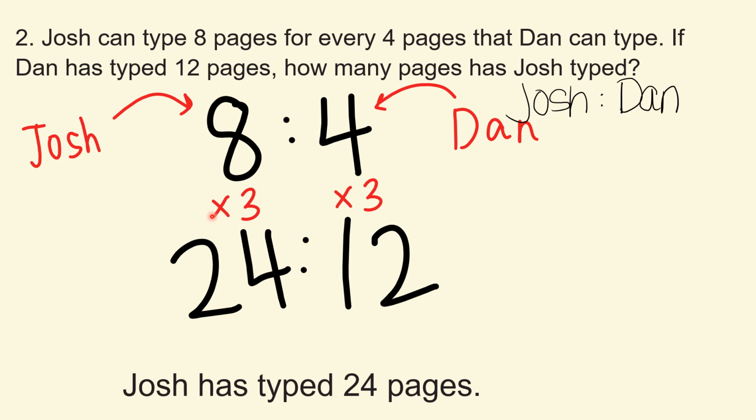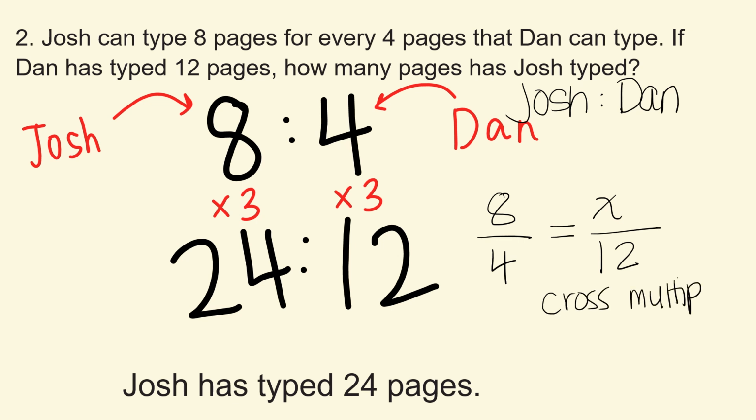All right, so we did this without having to set up a cross product or a cross multiplication problem, but you could have done this as cross multiplication. So 8 colon 4, we know that that could also be written as 8 over 4. Set that equal to, and then Dan had typed 12 pages. We didn't know how many Josh had typed, so we can label that X. Then you could cross multiply.